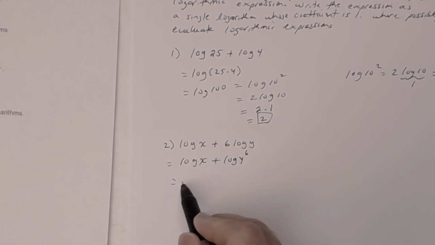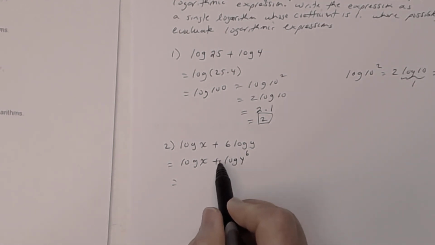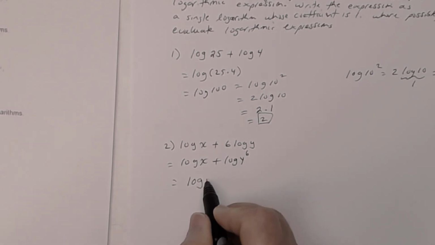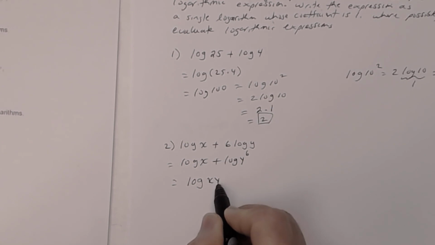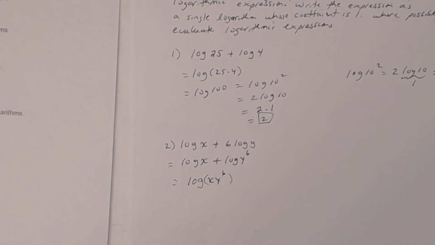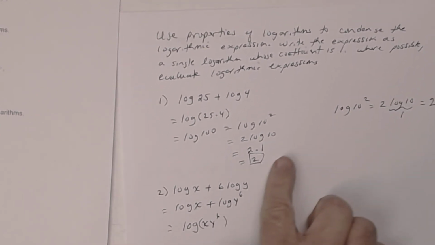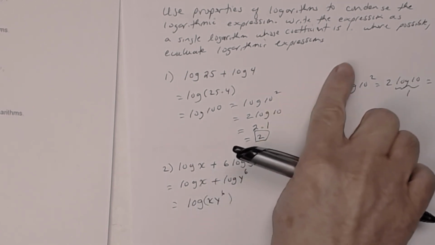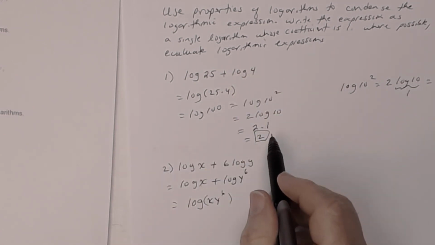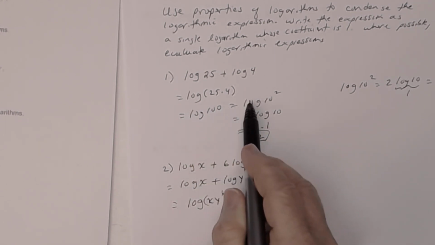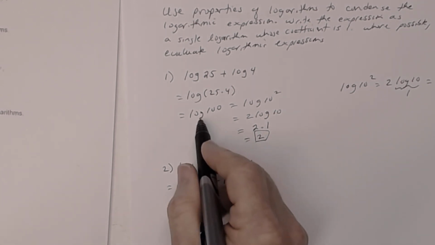So now I can write this as one logarithm. And since that's an addition here, that single logarithm is the product. So it'll be the log of x times y to the 6th. Okay, and let's just go ahead and put that in parentheses. So the log of x times y to the 6th. And that's it. There's your answer. You wrote it as a single logarithm. So condensing means write as a single logarithm, and whenever possible, evaluate. So even though I wrote as a single logarithm right here, number 1, I can evaluate it further. So that right here is equal to 2.